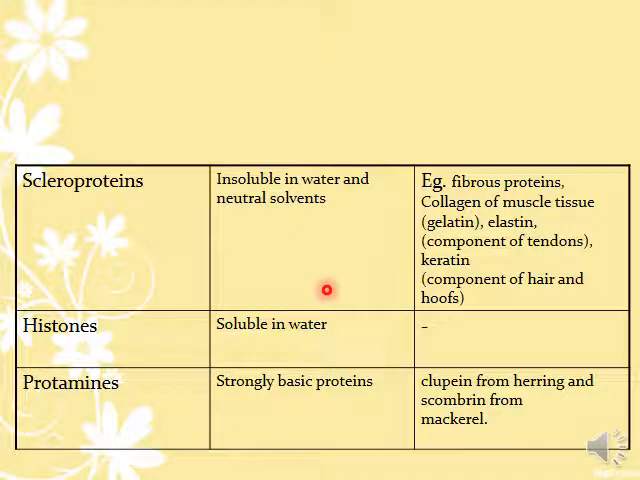An example of scleroprotein are the fibrous proteins: collagen of muscle tissue, gelatin, elastin, which is a component of tendon, and keratin, which is a component of hair and hoof. Next is histone. Histone is soluble in water. And then last is protamine, which is a strongly basic protein and can be found from herring, and scombrin from mackerel fish.